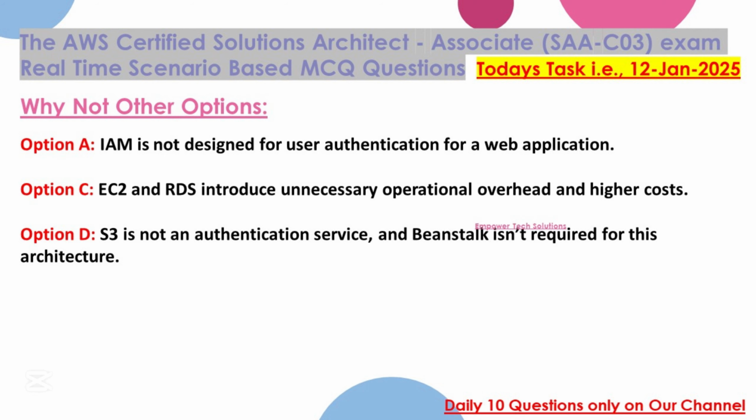Why not other options? Option A. IAM is not designed for user authentication for a web application. Option C. EC2 and RDS introduce unnecessary operational overhead and higher costs. Option D. S3 is not an authentication service, and Beanstalk isn't required for this architecture.